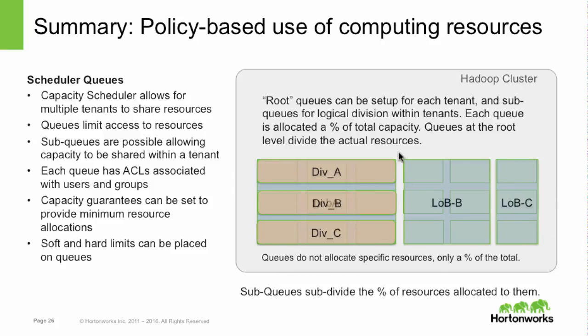But what we really said is that big 50% for line of business A, let's slice it up pretty evenly for divisions A, B, and C within that line of business. And again, we have to do percentages of the whole. So 33, 33, and 34% is what we're going to see, something like that here.